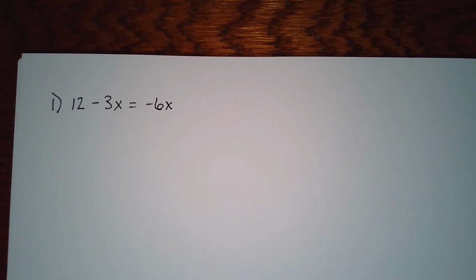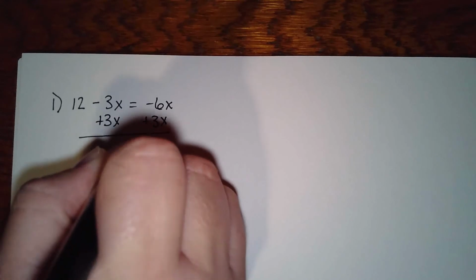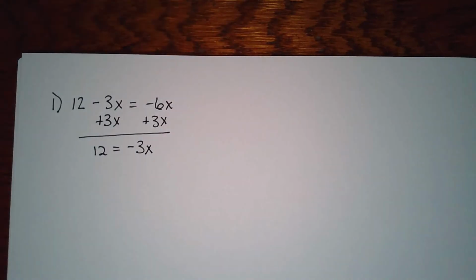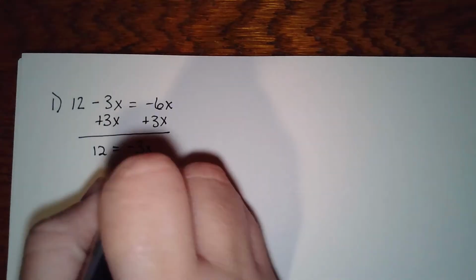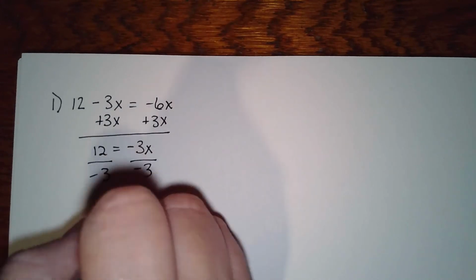So since I have a variable on each side, I need to get them on the same side. Isolation means we get it to one side. So I am going to add the 3x to both sides because that is the opposite of subtraction. So 12 equals negative 3x. The last part of this is going to be looking at getting the x isolated once again. So this time now we're going to look at it as a multiplication problem. So the opposite of multiplication we know to be division. So I divide both sides by negative 3, and I get negative 4 equals x.